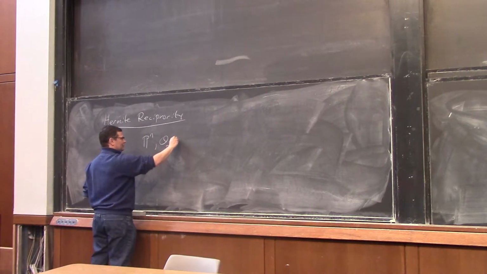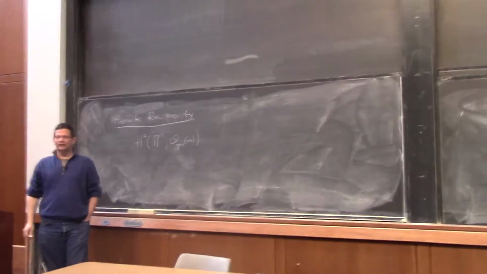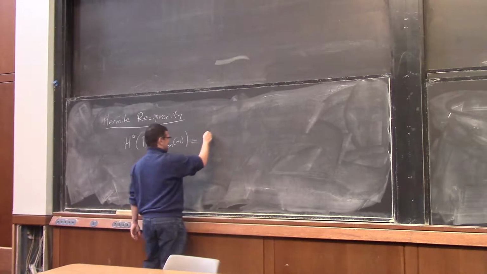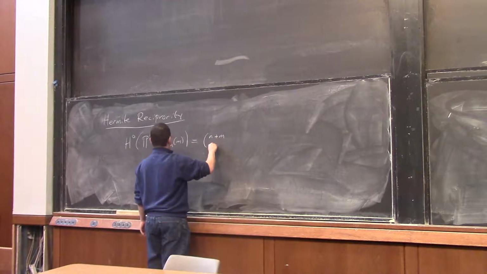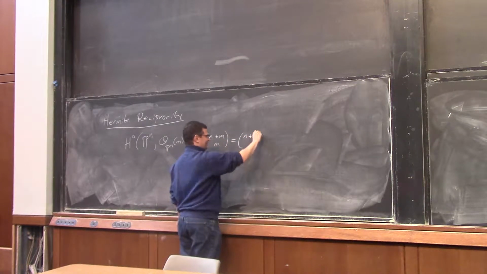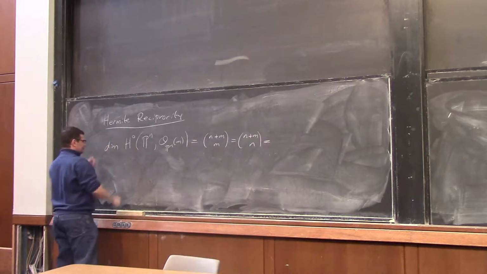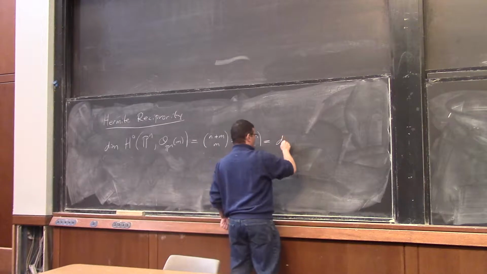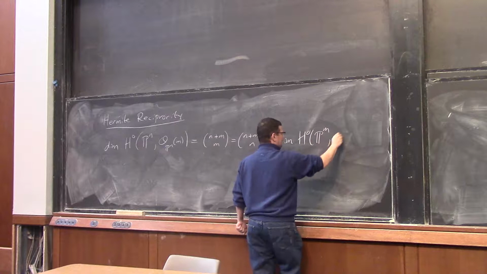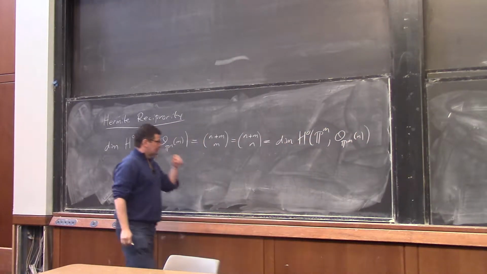And I want to know how many sections O of m has on Pn, and you compute, and you get n plus m choose m, and you sort of notice that that's the same as n plus m choose n. Oh, the dimension. And you say, well, that's interesting, that's the dimension of H naught on Pm of OPm of n, right?